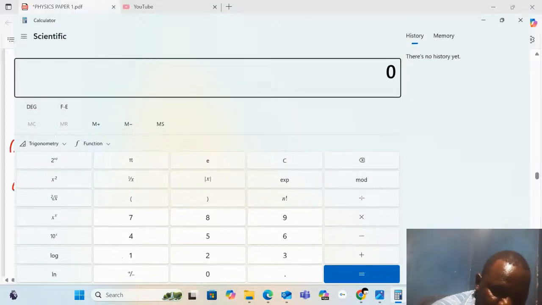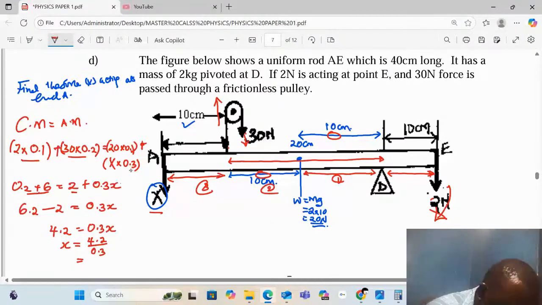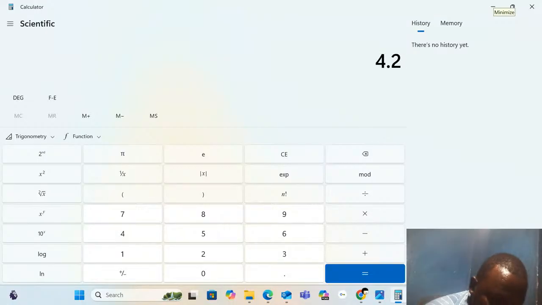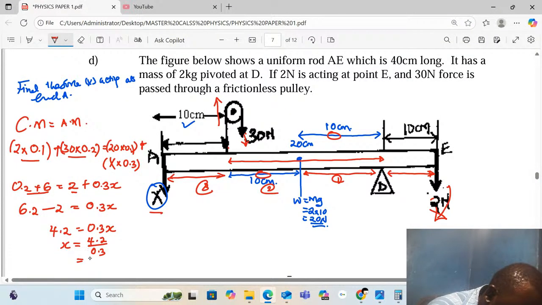I can see somewhere we have missed something here. Which is that part? Okay, if we calculate, then it becomes 4.2 divided by 0.3. We get 14 newtons, like that.